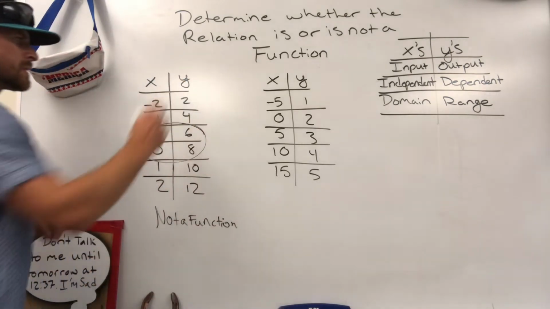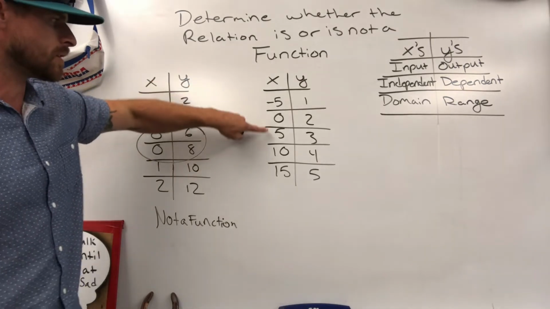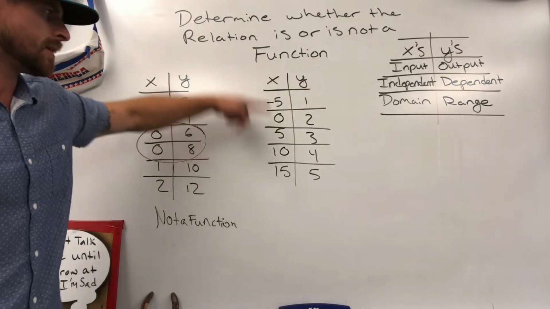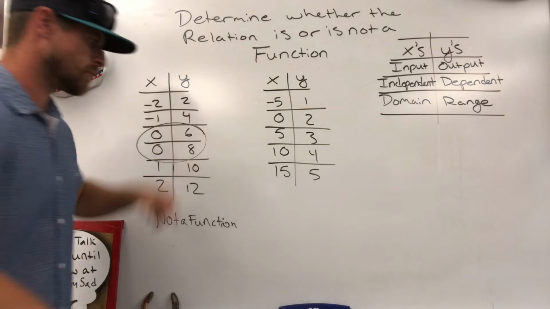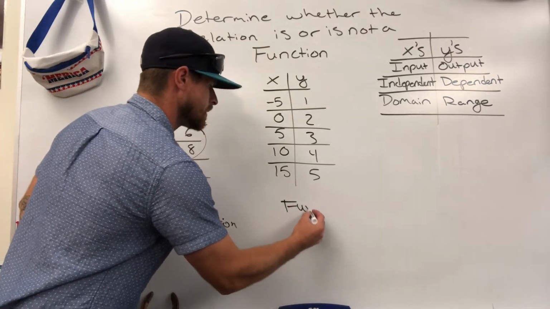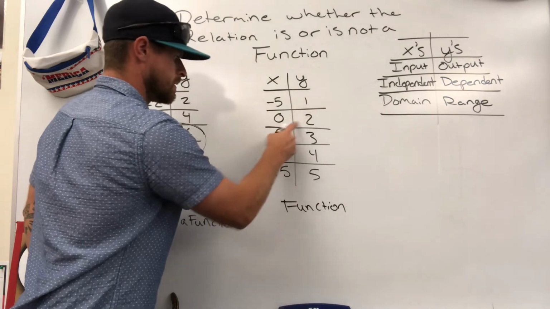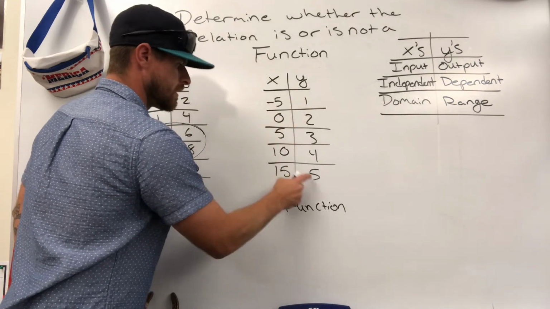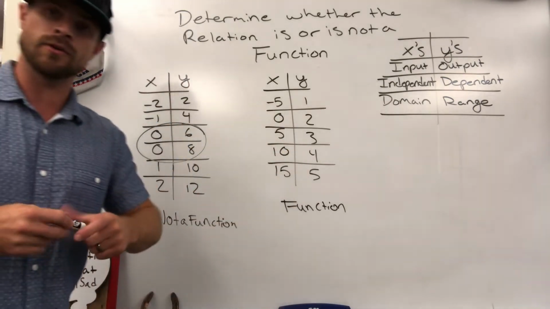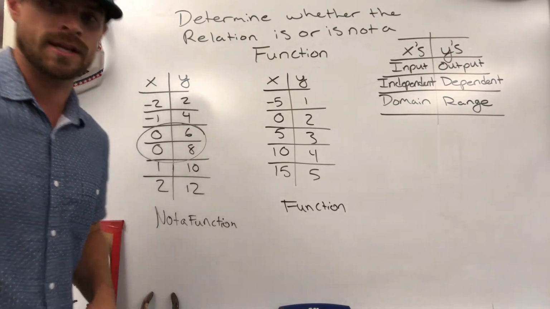If you go over to the other table, I've got -5, 0, 5, 10, and 15. None of these duplicate, so right away I can stop and say we're dealing with a function because every input is only producing one output. Let me give you another representation to make sure you understand how to do this in graphs.